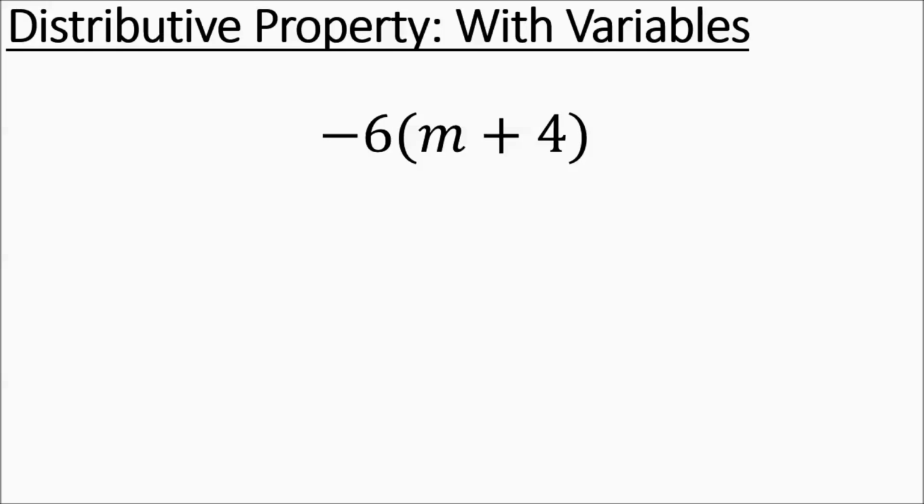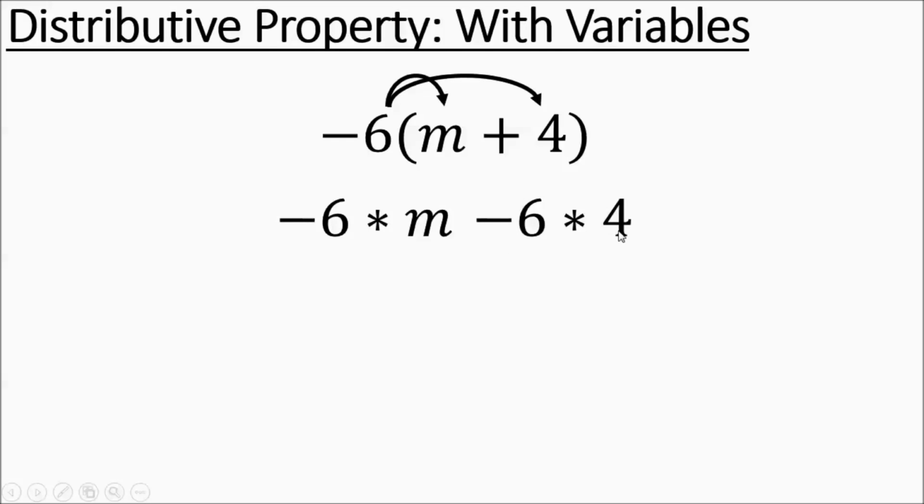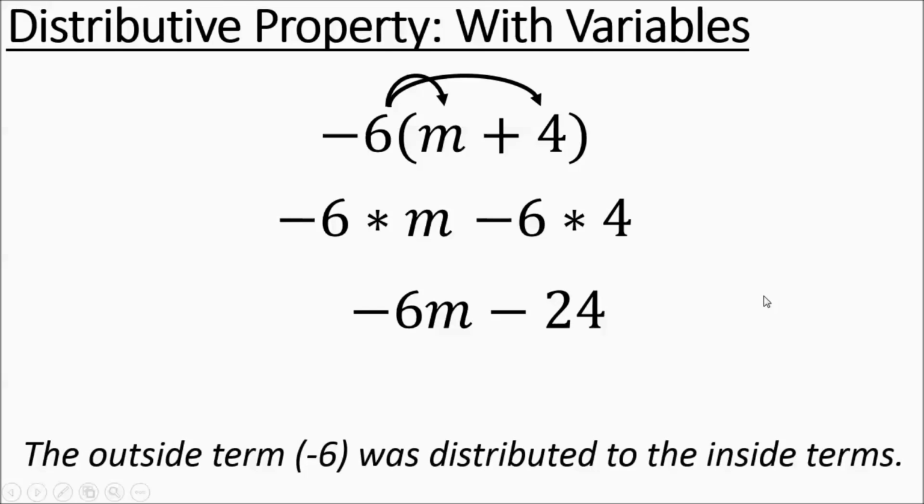So now we have negative 6 times the sum of m plus 4. Now your outside term's negative. You're going to need to keep track of that. You're going to have the negative 6 times m. That part's fairly easy. Then you have this negative 6 times 4. So this is going to end up being a negative number, and then you'll subtract it in the final answer. Negative 6 times m can be rewritten as negative 6m. Negative 6 times 4 is negative 24. So the negative 6 was distributed to the inside terms this time.